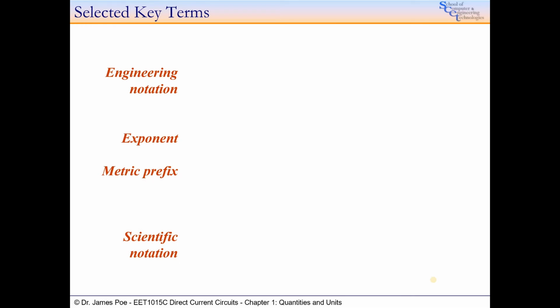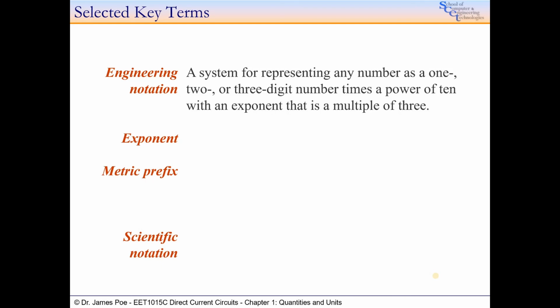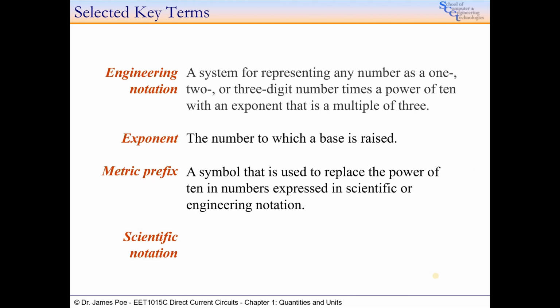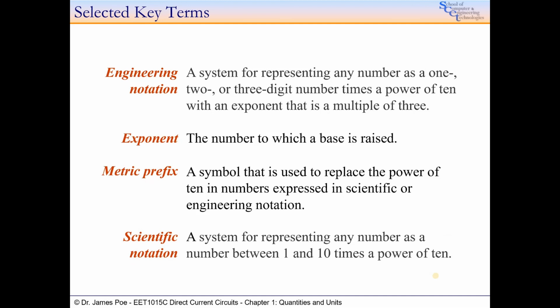Remember, engineering notation is simply like scientific notation with the exception that we move by threes. The exponent has to be a multiple of 3. Exponent, remember that funny thing that goes up? We call it powers. Metric prefixes, those were the kilo, giga, mega, which you promised me you're going to memorize. And scientific notation, the only difference from engineering is we can use any exponent, and there's only one digit to the left of the decimal.